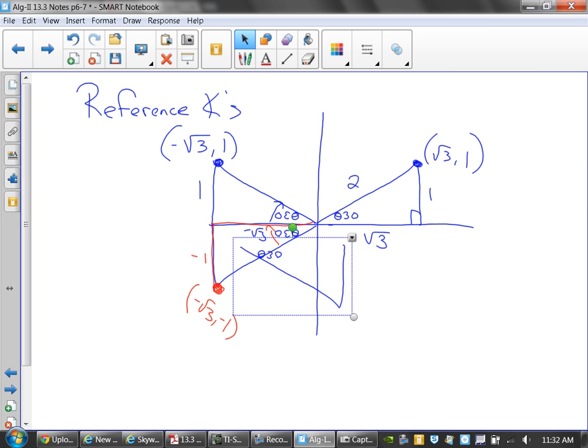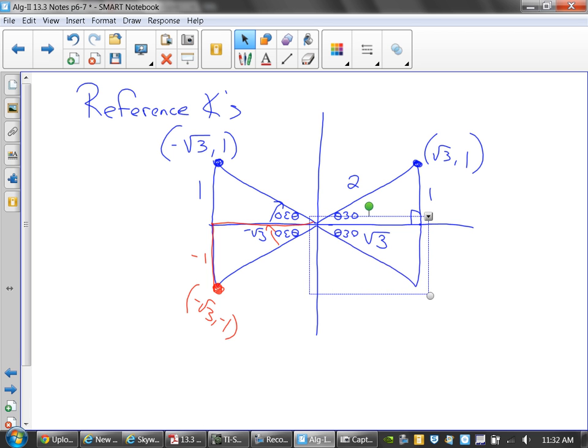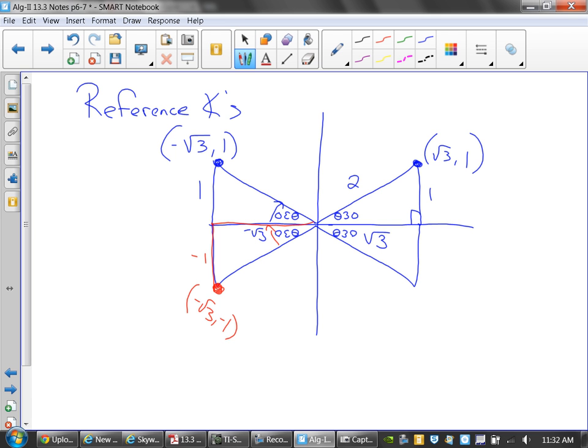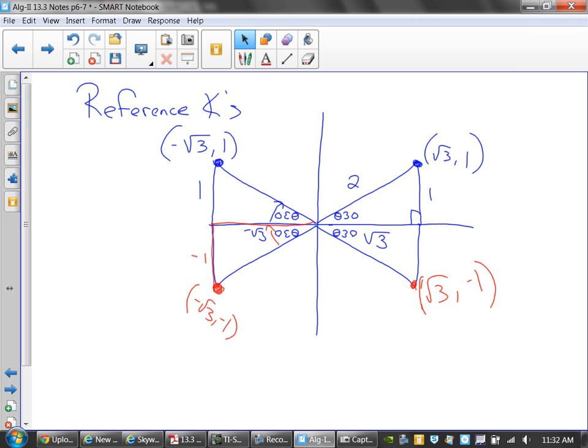If I flip it around again to go back to the fourth quadrant, I still have a 30-degree angle off of 360. Everybody agree with that? So it's still bounced off of 360, and notice my x value is still the same value. Oops, excuse me, positive square root of 3. But now what's my y value? Negative 1.